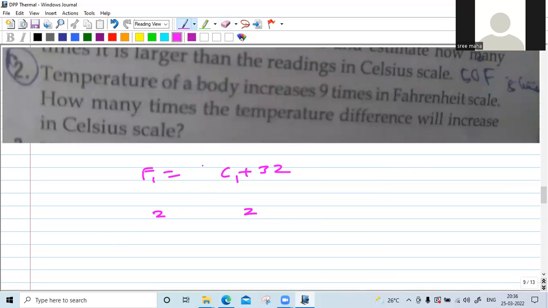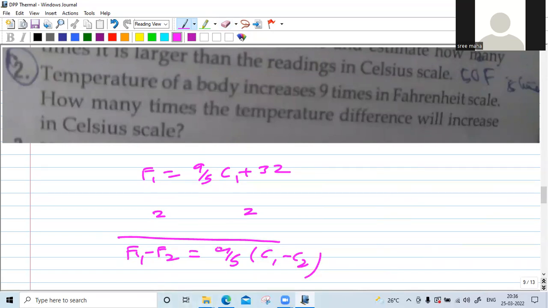So now we know how to do, right? If you subtract these two, you get F1 minus F2 equal to 9 by 5 (C1 minus C2). Is that clear? So F1 minus F2 is 9, so it will be 5. Answer is 5.